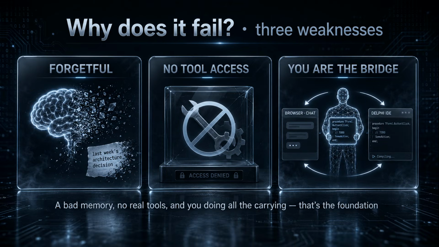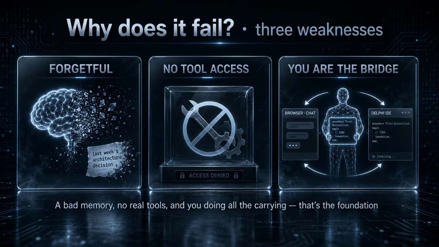Why is that? First, the agent has a poor memory, and it gets worse the longer the conversation goes on. That architecture decision from last week? Forgotten. Second, he can't touch anything. The agent only sees the text you hand him. He can't compile, can't look into your other units, can't check whether his suggestion even builds.